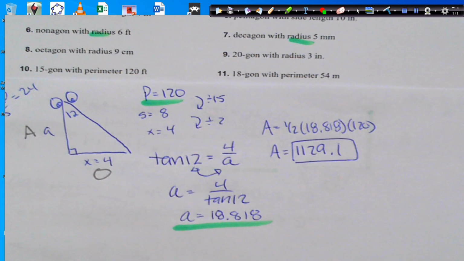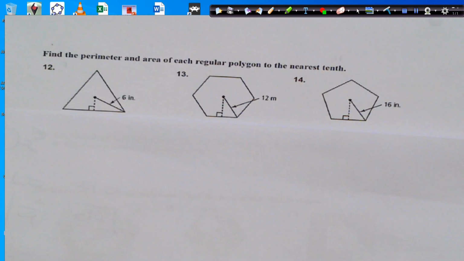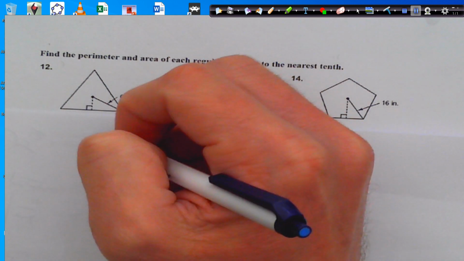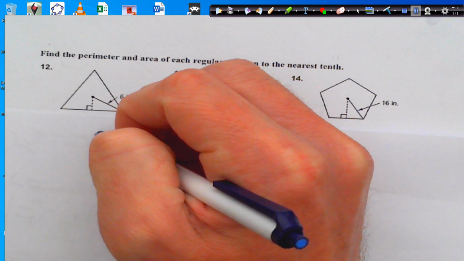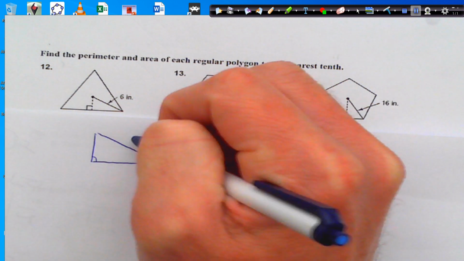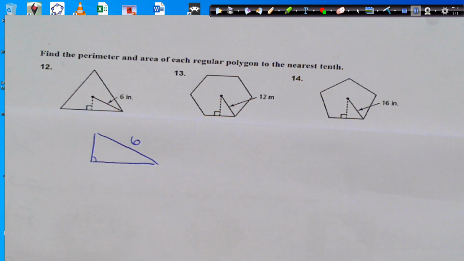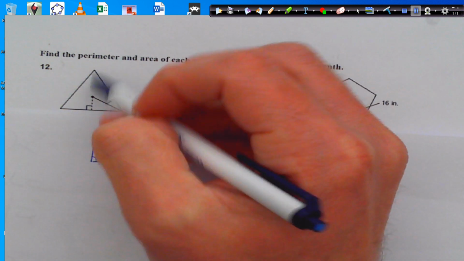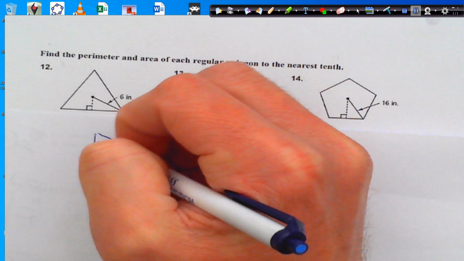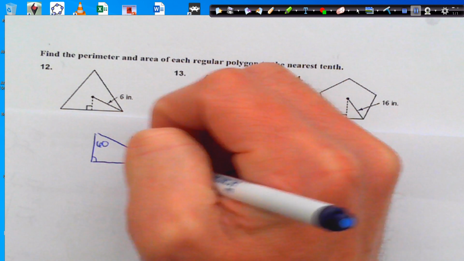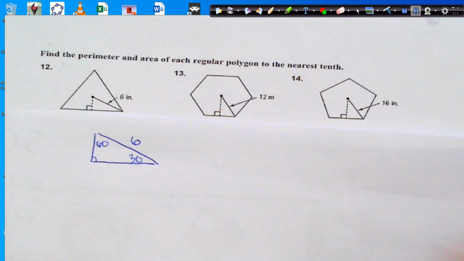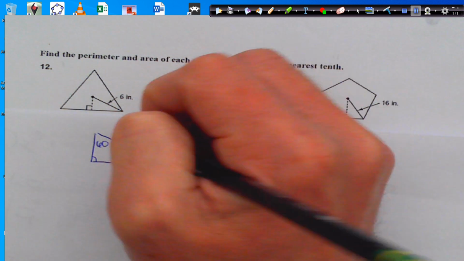Okay, let's move on. Okay, number 12, we have a regular triangle, which is awesome. I love regular triangles because this makes my life a little bit easier. They did give me the apothem though, which is the radius. The radius is always the hypotenuse. Now remember, the central angle on these is 120. That means that the apothem divides it into that. So this is kind of the pattern we're going to get, that special right triangle that's in here.